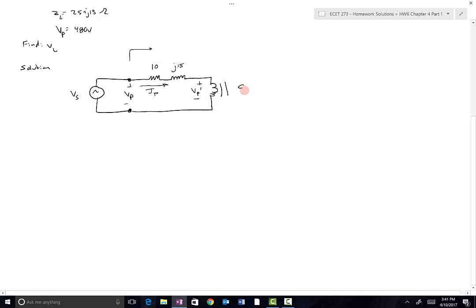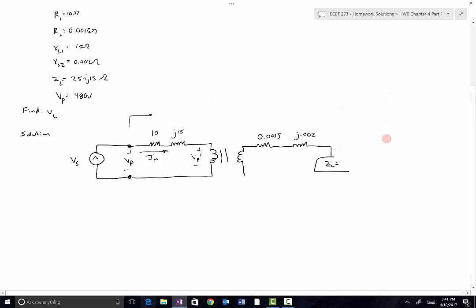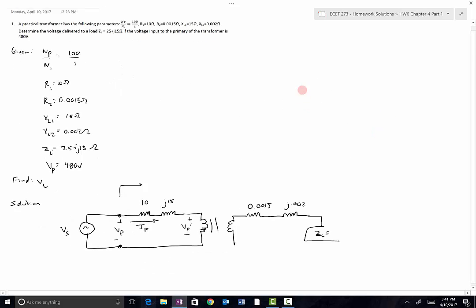We do something similar on the secondary side. We draw an ideal transformer and we model its internal properties as R2. So in this case, it was 0.0015, right? 2 stands for the secondary side here. And then it's got a leakage reactance associated with the secondary, which was J0.002 ohms. So then we had our load that was connected to it. ZL is equal to, what was ZL? 25 plus J15.